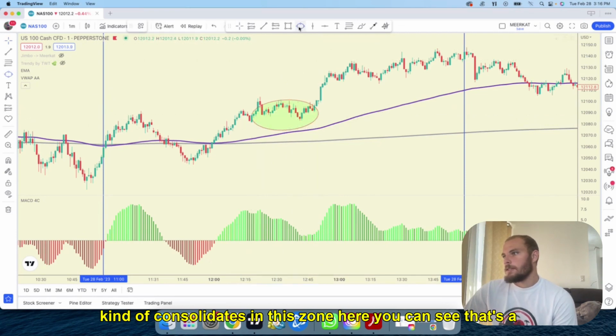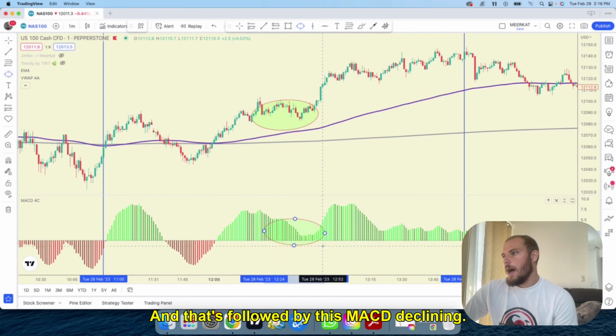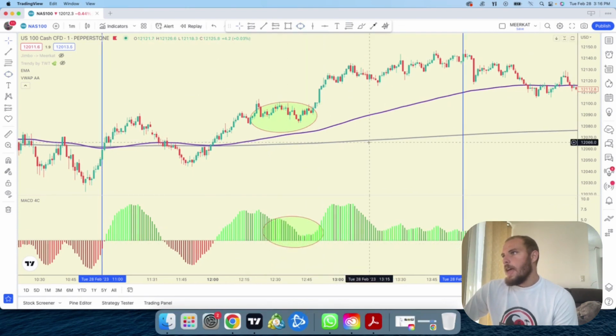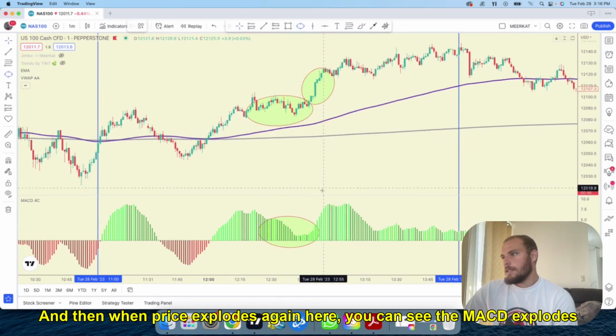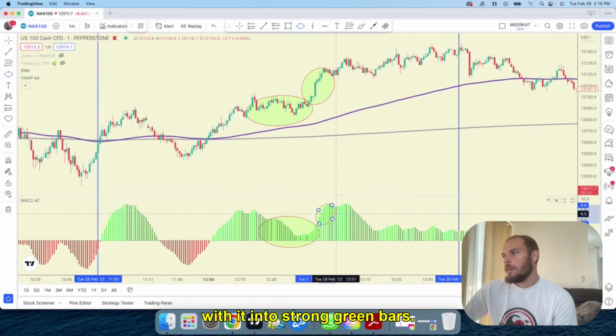You can see that's a consolidation zone, and that's followed by this MACD declining. And then when price explodes again here, you can see the MACD explodes with it into strong green bars.